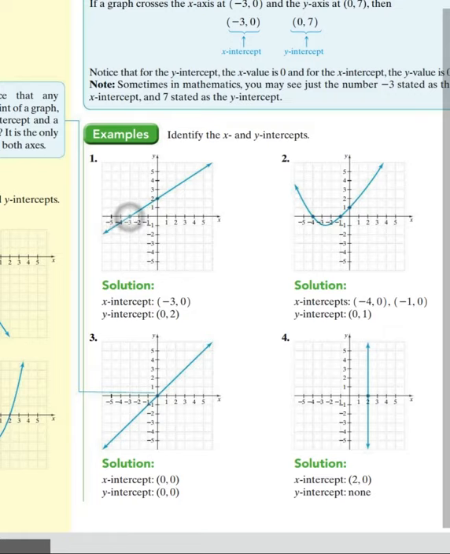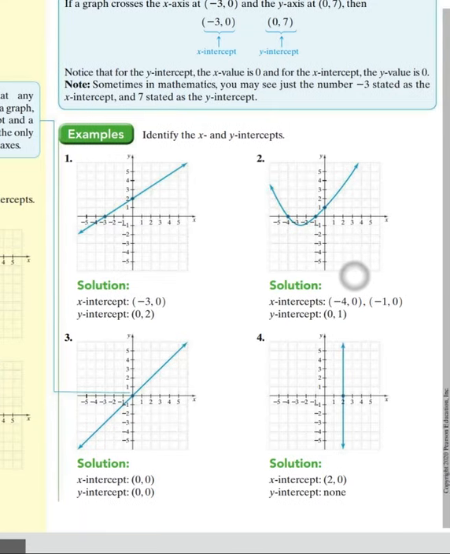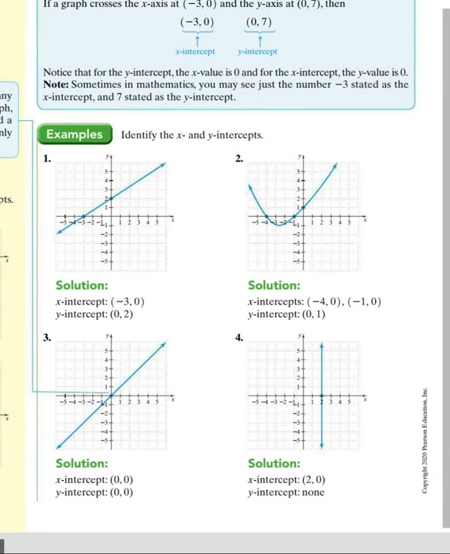So our x-intercept's right here. That would be at -3, 0. Our y-intercept is at 0, 2. So that's a linear line, the one that we just did. If we look at this one right here, number 2, this is a different graph. This looks like a hyperbola, which you'll probably learn in pre-calculus, or it could be a parabola as well, but it looks a little hyperbolic.